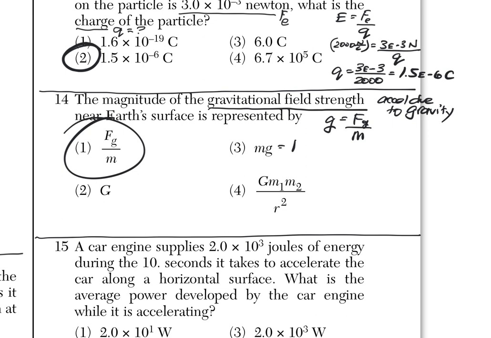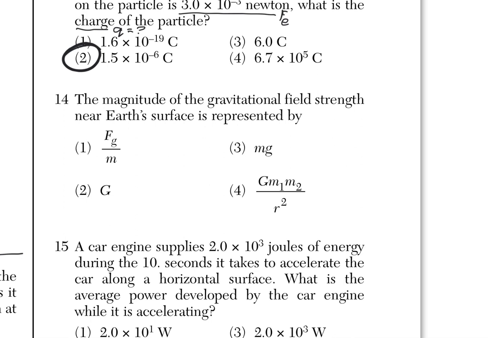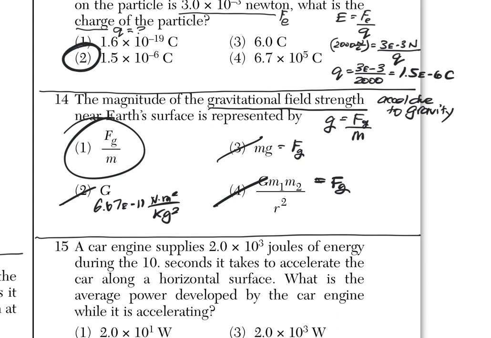mg is equal to weight, which is not gravitational field strength, so that's not it. G is the universal gravitational constant, that's 6.67 times 10 to the negative 11 newton meter squared over kilogram squared. That is a thing that's used in this equation, which is also equal to weight. Why am I circling it? I wanted to highlight it, but it's not the answer. So both 3 and 4 are equal to weight. It's not asking for weight, it's asking for gravitational field strength. And it's not asking for the gravitational constant, it's asking for number 1. Gravitational field strength, which is the same as acceleration due to gravity, is weight per unit mass. So 14 is 1.